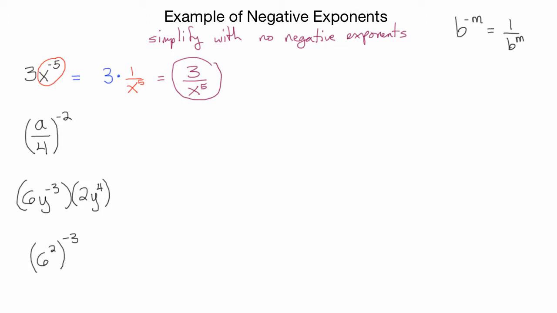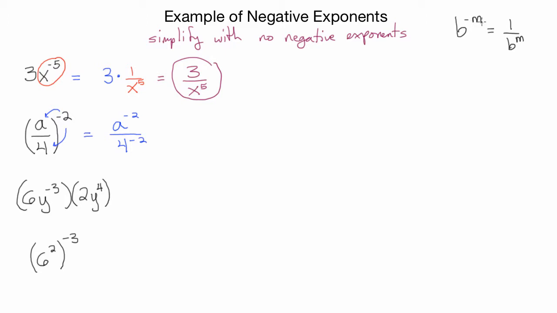Now let's take a look at another one. I now have a fraction. I've got a divided by 4, but it's all to the negative 2 power. Well, previously we've looked at with fractions that the negative 2, or the exponent, applies to both the numerator and the denominator. So I can rewrite this as a to the negative 2 power divided by 4 to the negative 2 power. Well, now here's where things get interesting. And I'm going to tag on a little extra.